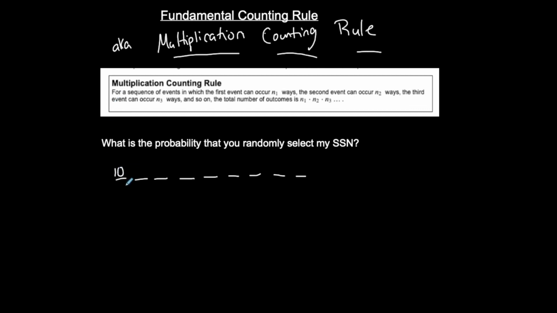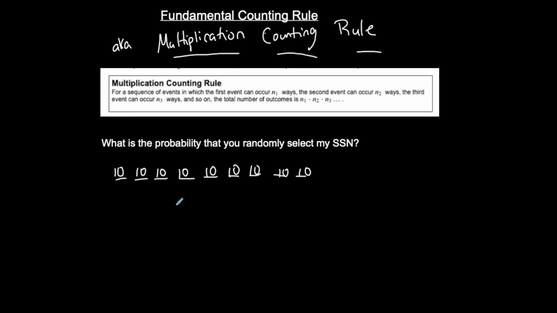I'm allowed to repeat the digit, right? So how many ways can I select the second digit? Again, it's a single digit number. It could be the same as the first. Well, there are still 10 different single digit numbers that I could pick from. How about the third? I could repeat those numbers. So again, there's 10 total possible single digit numbers I can choose to put in that location. And then 10 for this, and 10 for this, and 10 for this, and 10 for this, because I can repeat my digits.